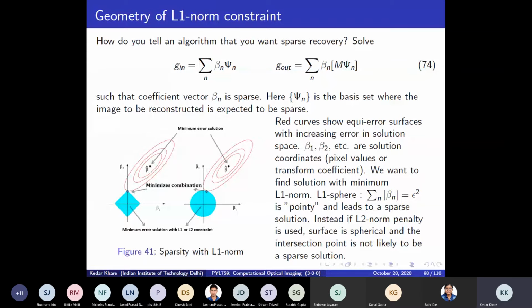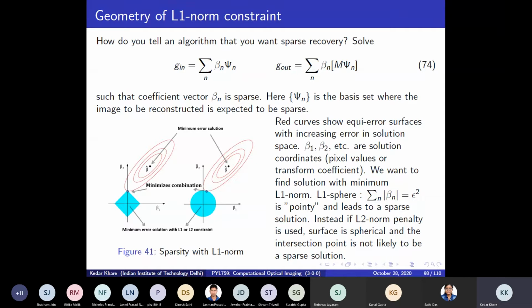Whereas if I use this kind of penalty, which is not L1 but beta norm squared, like the L2 norm squared, then it is very likely that you will get a minimum energy solution. We are not looking at this kind of problem right now, but I'm just drawing this so that there is a comparison in your mind. So the L1 solution generically gives you a solution that is sparse in nature.